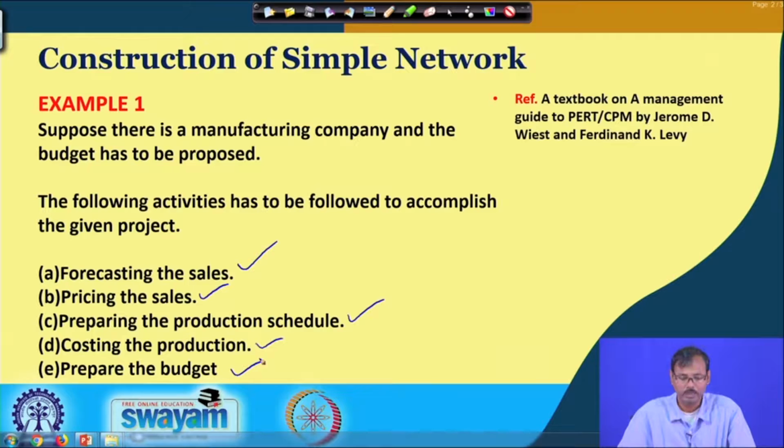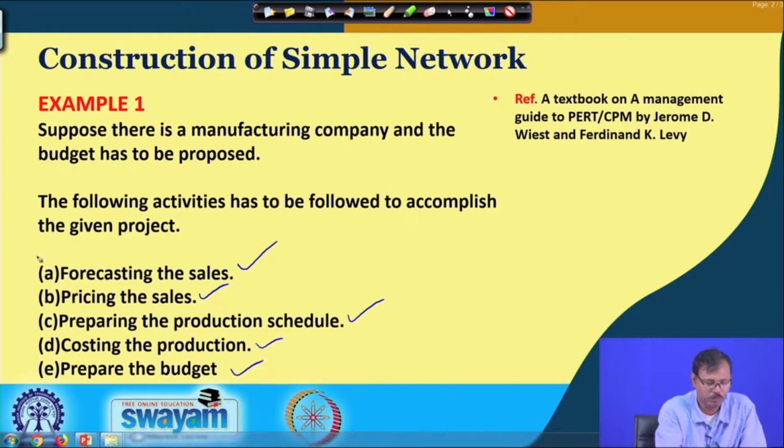That means the possible sales are forecasted first, then the pricing is carried out, that is, what the price should be. For achieving that production target, the production scheduling is carried out. Then as production is scheduled, the cost of production is calculated, and based on that the budget is prepared.